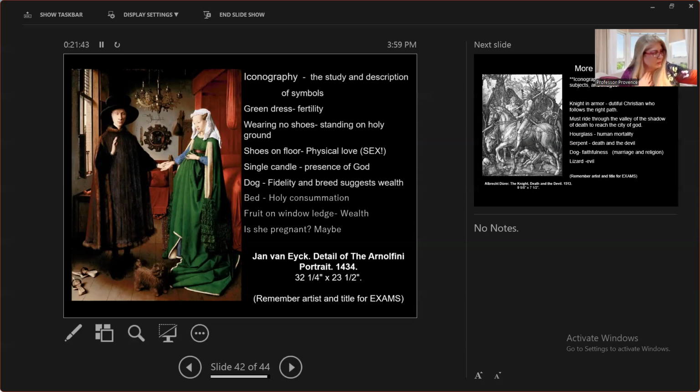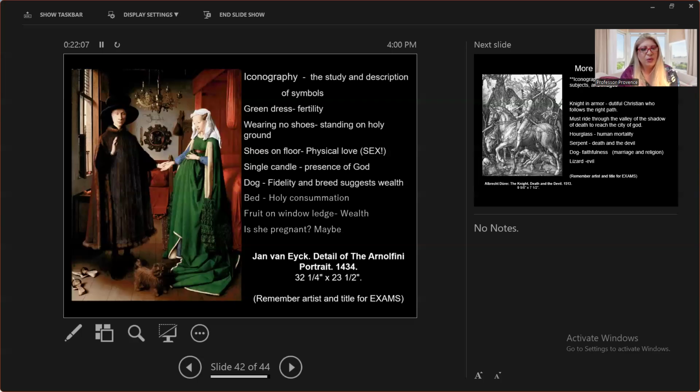I'm so sorry. I got something in the back of my throat, but iconography is the study and description of symbols. Okay. It can be viewed one way today that's totally misinterpreted than when the painting was made to begin with.